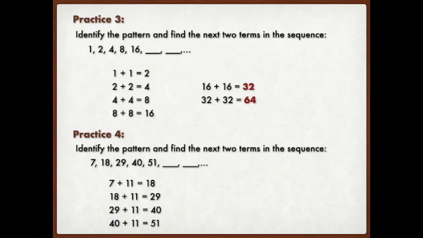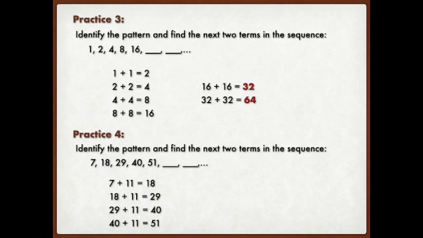Now let's go ahead and do the practice. Practice number 4. We have 7, 18, 29, 40, and 51. Now, when I break this down, I'm going to have to try many different things. Maybe 7 times 2. No, that's not 18. I can do something that could simplify some things.